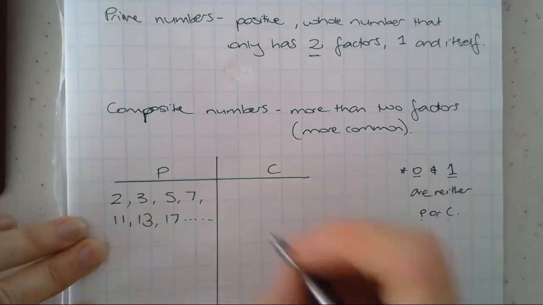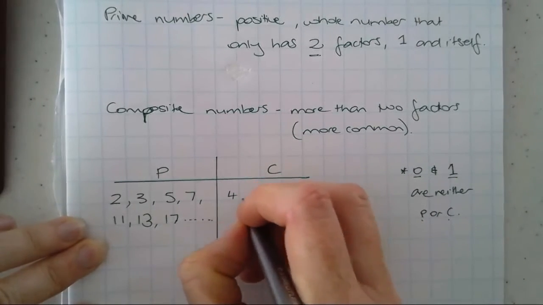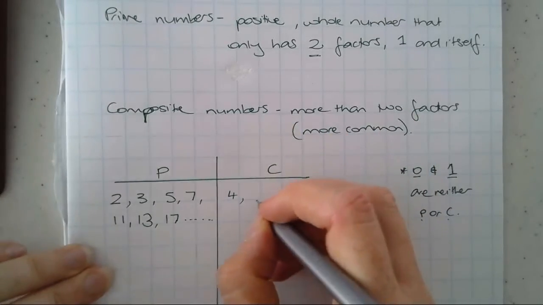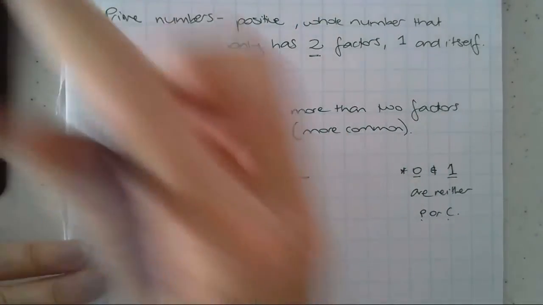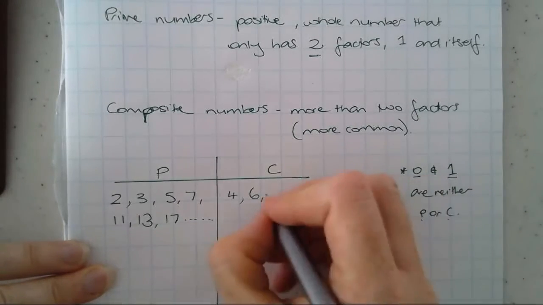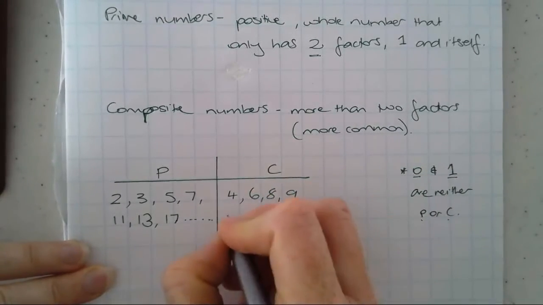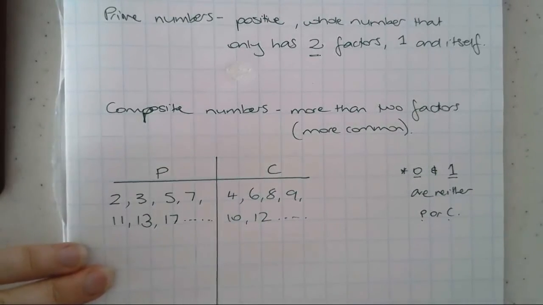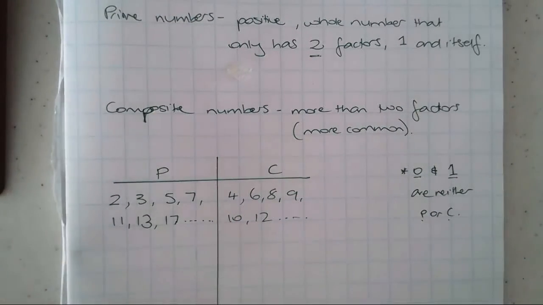On the composite side, however, we've got 4, because 4 has 1, 4, and 2 as its factors. 6 has 1, 6, 2, and 3. Then 8, 9, 10, 12, and so on. It goes on and on. Alrighty, prime and composite.